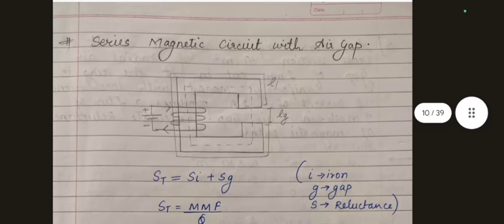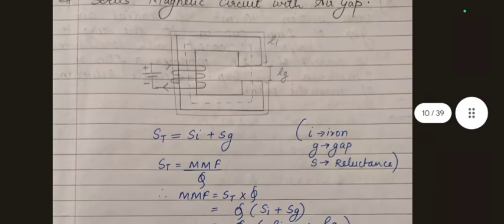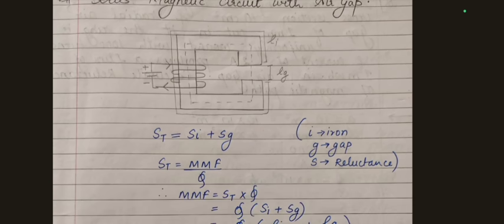Now here, series magnetic circuit with air gap. Now I will tell you what are the important topics. Here in this series and parallel we are going to study. The derivation is not that important, but yes, the difference between series and parallel magnetic circuit is important. So first let us see this, and we will then go to the comparison of both of them.